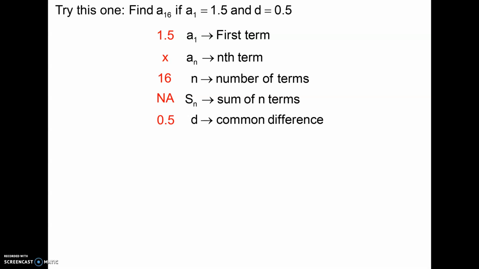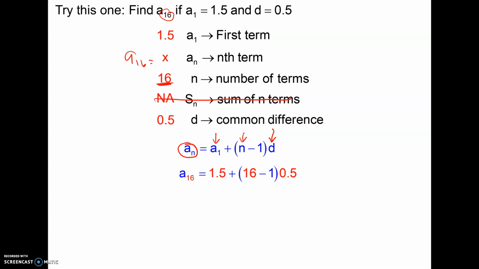All right, this time we want a sub 16, and you're given a sub 1 and your common difference. So I start mapping out what I have. I know that a sub 1 is 1.5. I'm calling x a sub 16 because I don't know what that is. I know that there's 16 terms because they want you to find a sub 16. I don't really care about the sum, the partial sum, and I have my common difference. So I have my formula. I'm going to plug and chug. So this time, this is the guy that I don't know.